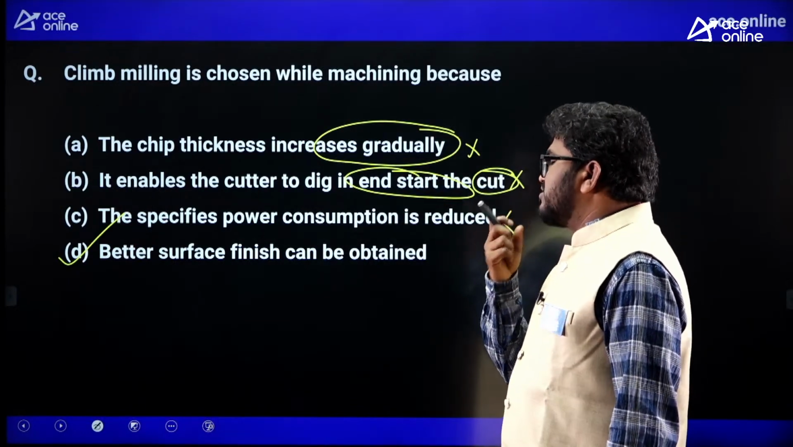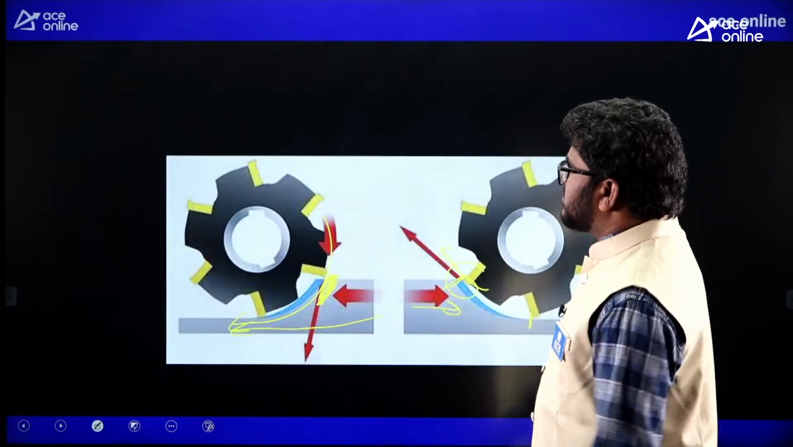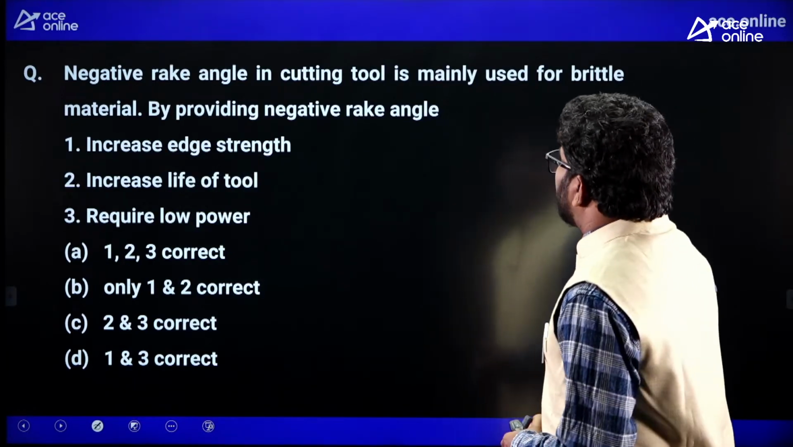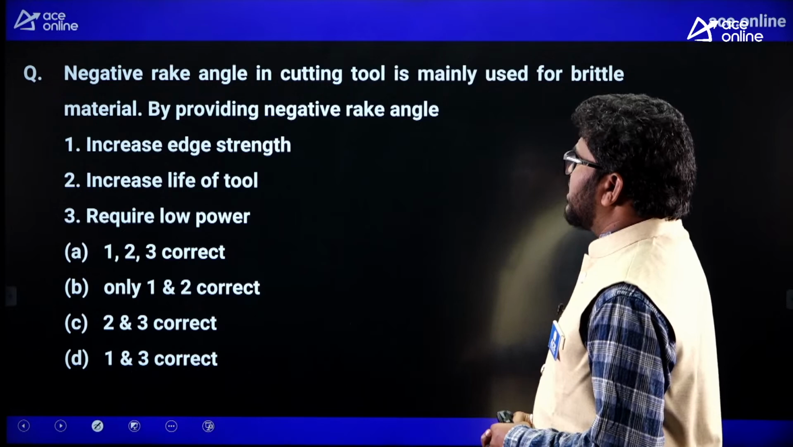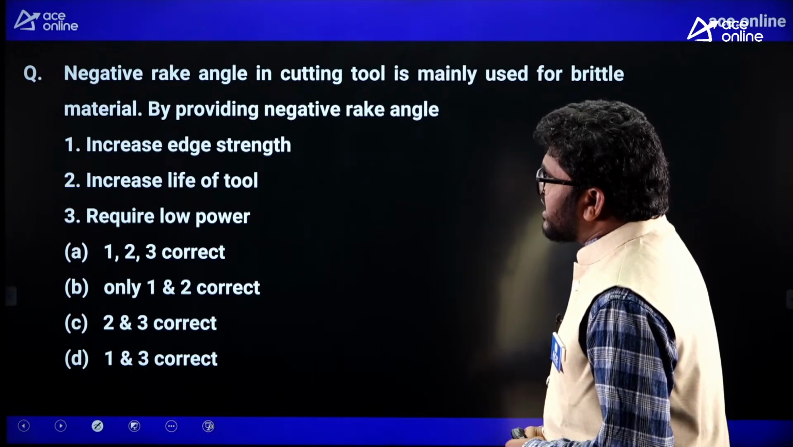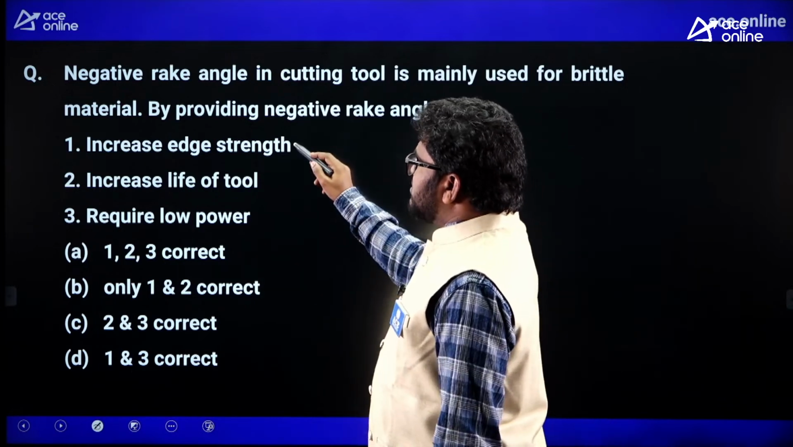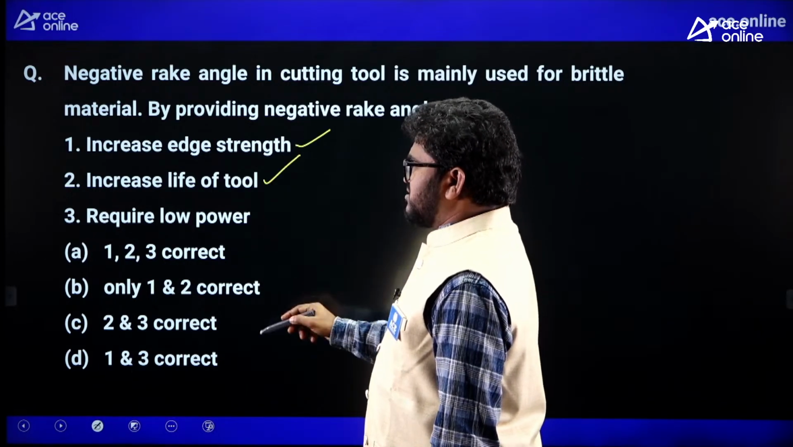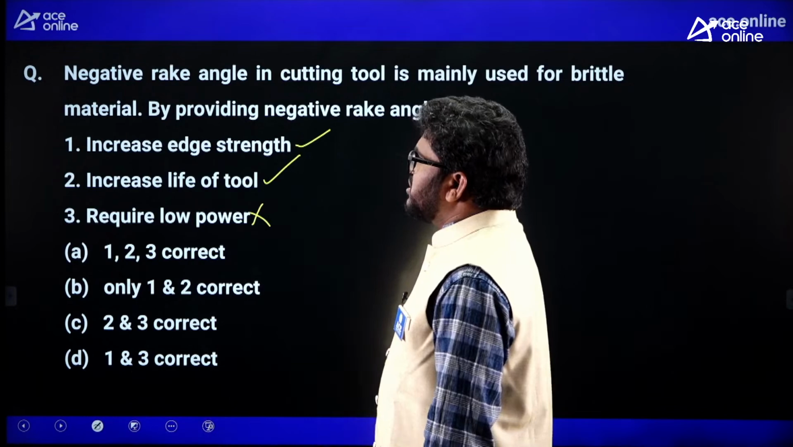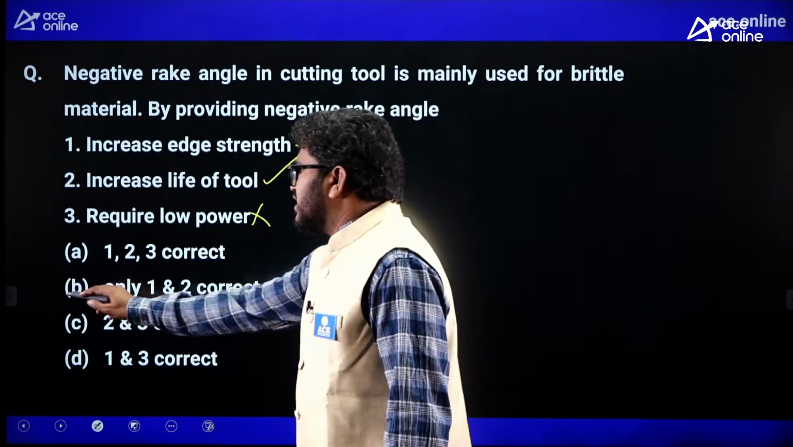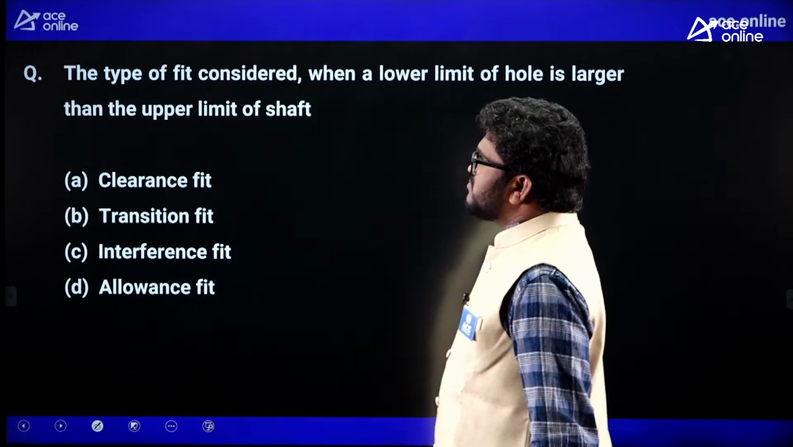Better surface finish you will get in this case. Negative rake angle in a cutting tool is mainly used for brittle material. By providing a negative rake angle, strength increases and tool life increases, but the power required in the operation is not going to decrease. So 1 and 2 are the correct answers for this question.